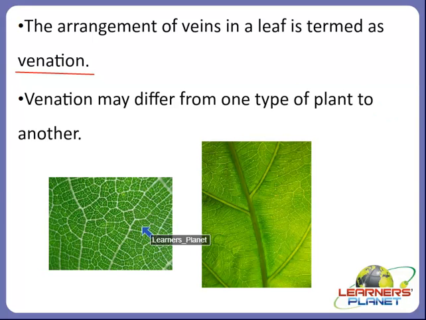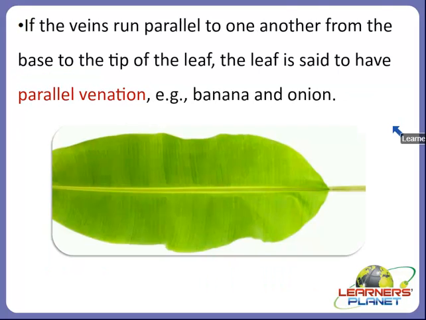Here you can see the different types of venation in different types of plants. So now let us discuss the different types of venation which occur in a leaf. Yes, the first type of venation is parallel venation. If the veins run parallel to one another from the leaf base to the tip of the leaf, then the leaf is said to have parallel venation. For example, banana leaf and onion leaf. There are other leaves too which have parallel venation, but we are discussing only two over here.